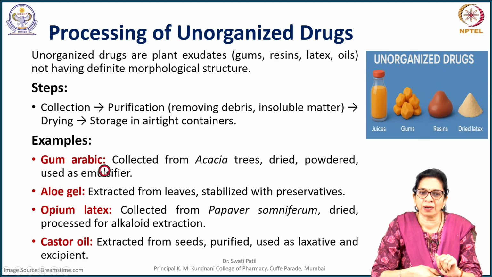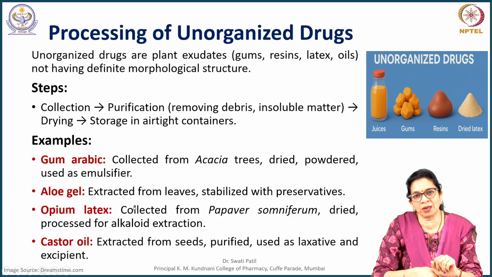For example, gum arabic collected from the acacia tree is dried, powdered and used as an emulsifier, as an excipient, and also for therapeutics. Aloe gel, which is extracted from the leaves, is stabilized with preservative since it has high carbohydrate content.